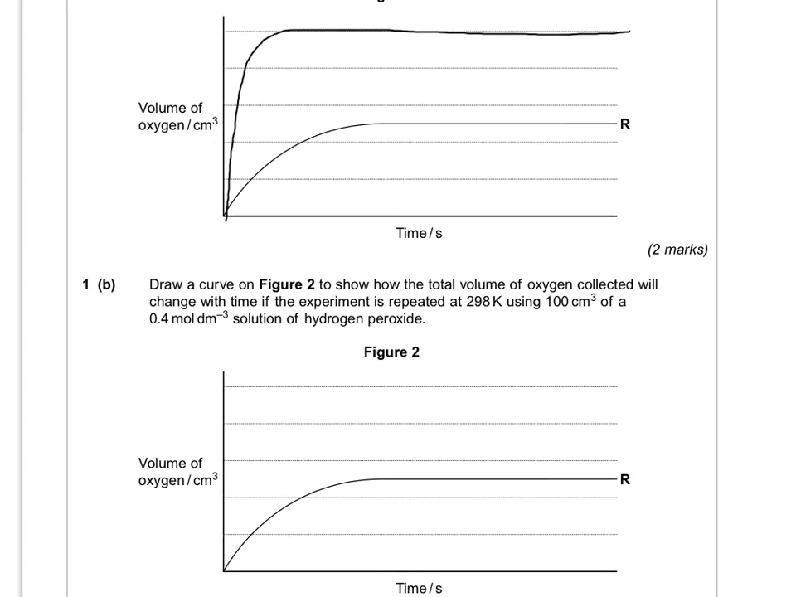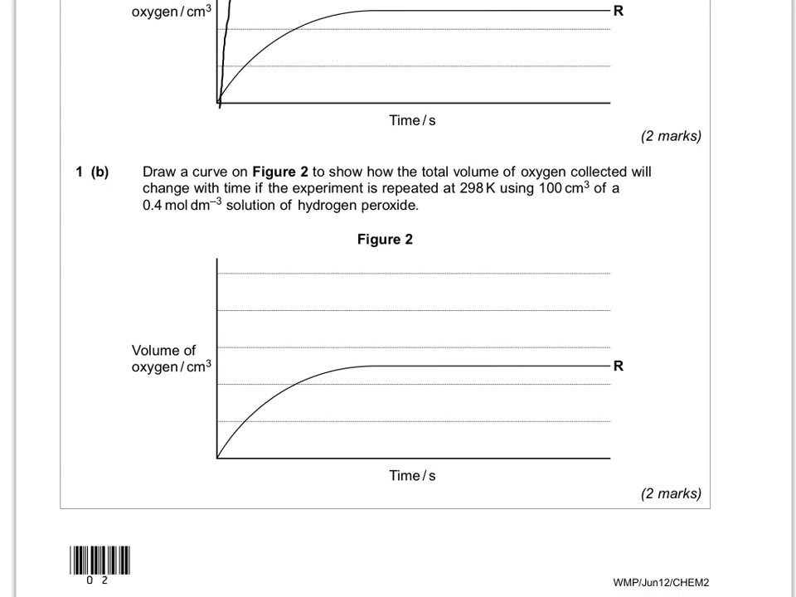For the next question, it says draw a curve in figure 2 to show how the total volume of oxygen collected will change with time if the experiment is repeated at 298 Kelvin, same temperature, 100 cm³, same volume, but 0.4 mol per dm³. Now here 0.4 is 2/5 of the 1 mol per dm³ that it was before. And so if you split this up into fifths, it would be 1, 2, 3, 4, 5, and so it's going to flatten off at this first line, and it's also going to be slower. So our initial line will be shallower, and it will flatten off at the first line.